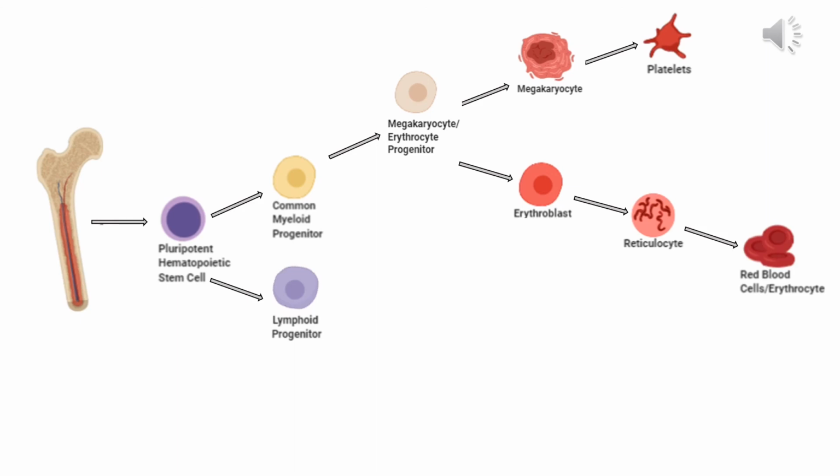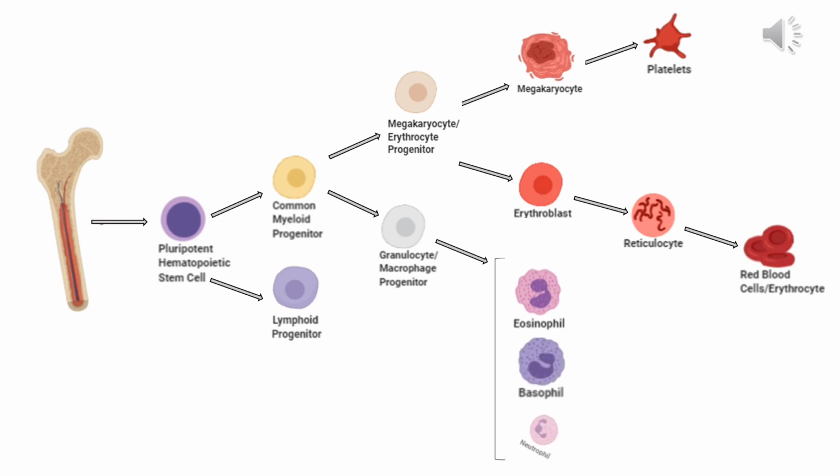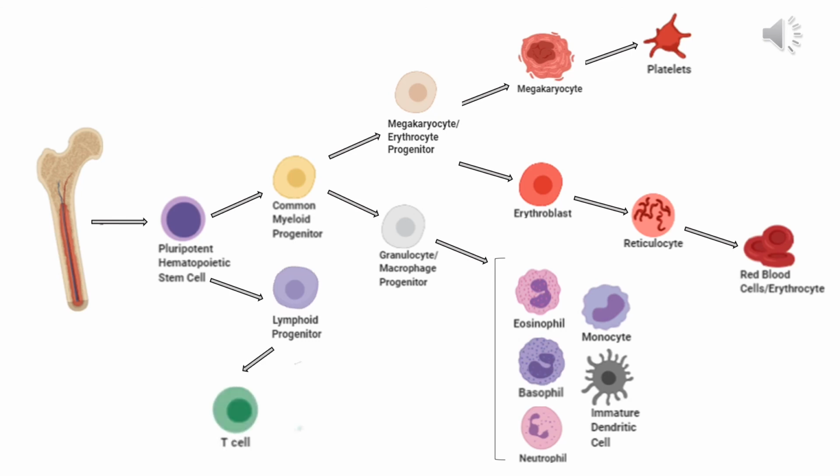The common myeloid progenitor cell is also the precursor for several white blood cells, including granulocytes like eosinophils, basophils, neutrophils, and monocytes that becomes macrophages, and some other important cells like immature dendritic cell. The lymphoid progenitor acts as a precursor for a few other white blood cells like T cell, B cell, and another very important cell called natural killer cells or NK cells.